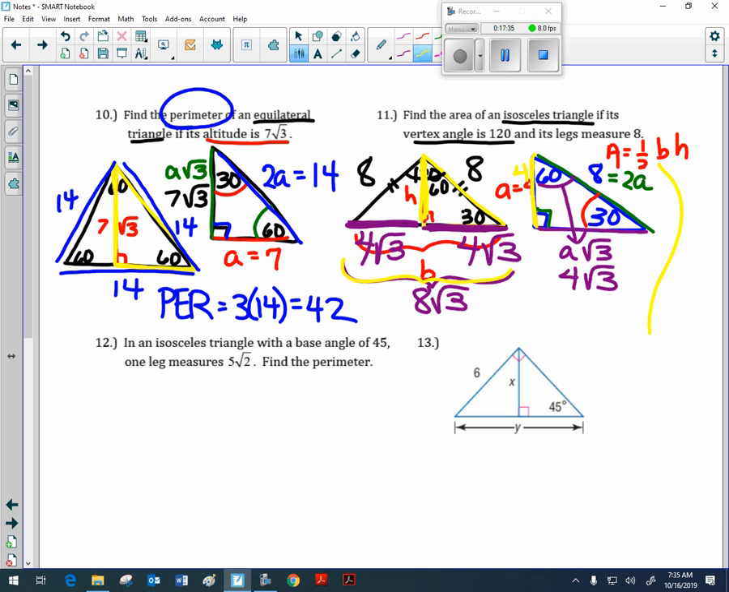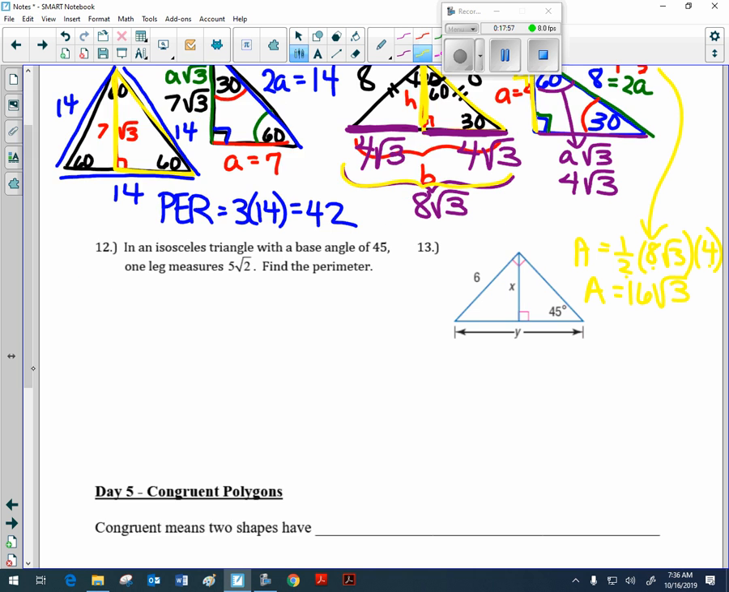So when I go back to my area formula, it's going to be 1/2 a base of 8 radical 3 times a height of 4, which gives me 1/2 times 8, 4, times 4, 16, so 16 radical 3 for my final answer. Area of the triangle, 16 radical 3.